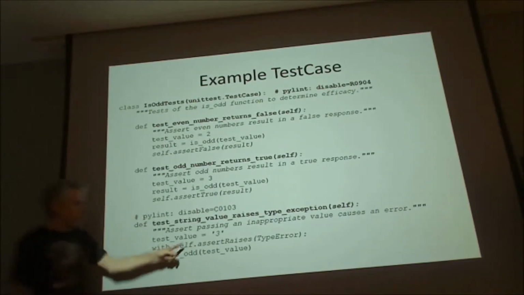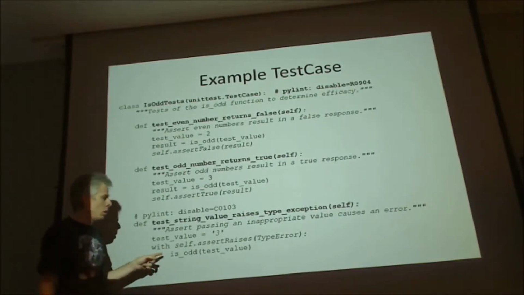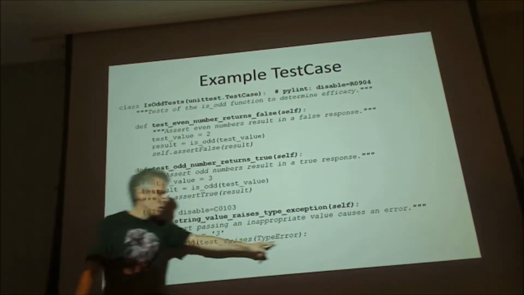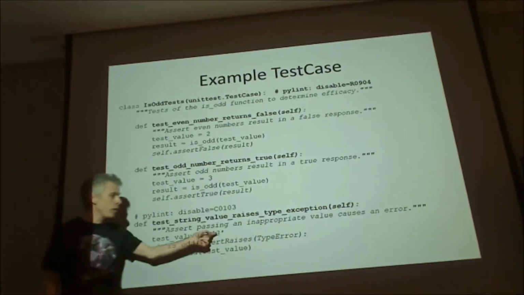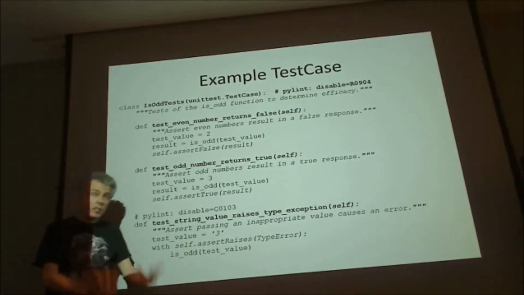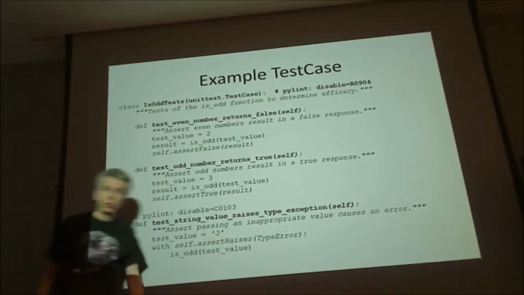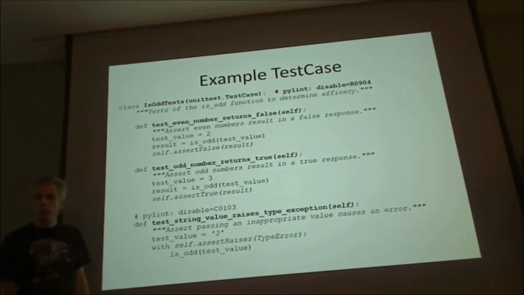Okay, so with self-assert raises, and here's the error I'm expecting, a type error. And then I call it with this bad value. And I expect it to throw this type error. All 3 of these pass 100%. This is definitely a good test.